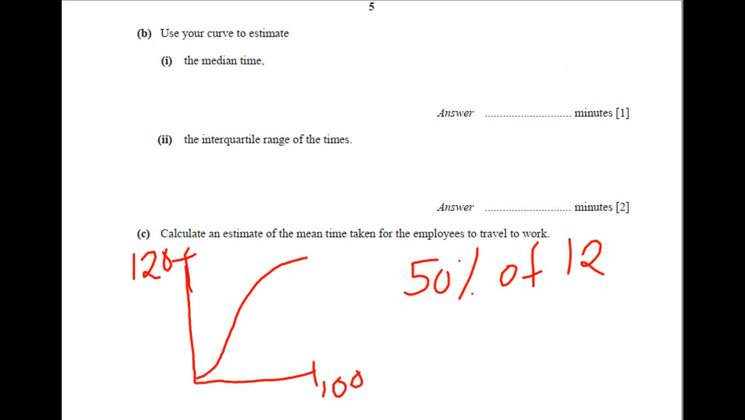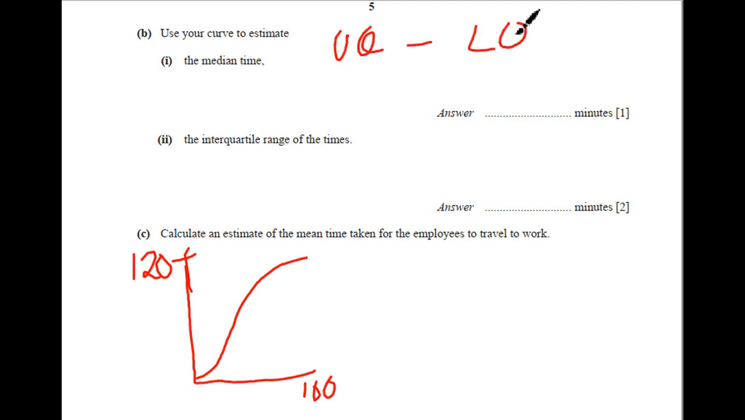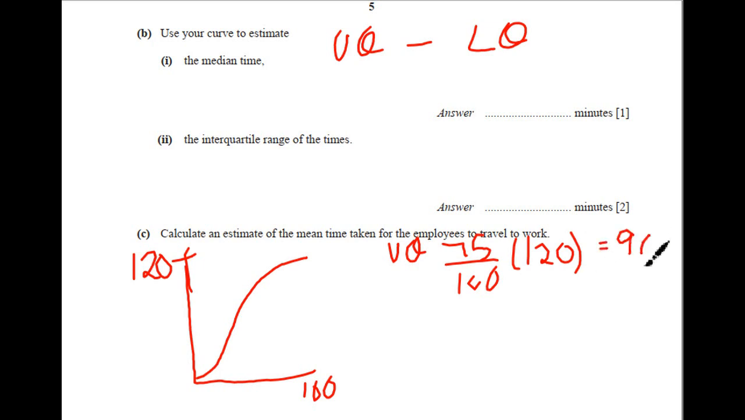Let me clear the screen. Alright, so this was 120, this was 100. For interquartile range, you find upper quartile minus lower quartile. Now, how do you find upper quartile? For upper quartile, first find 75% of the maximum value on the y-axis. This will give us 90. Then find the corresponding value of x. What is this value? This will be something between 63 to 65.